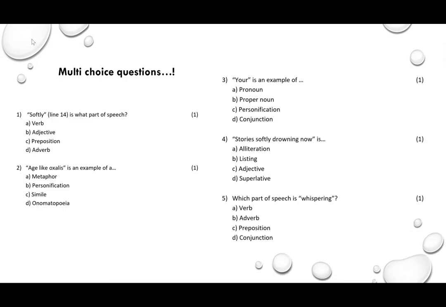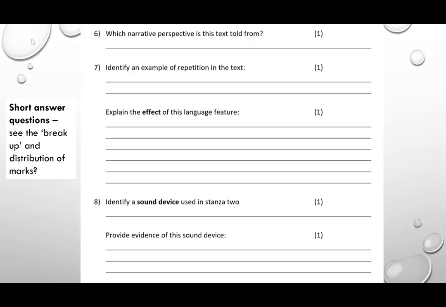Then you'll have something like this, which is your multi-choice questions. You'll see they often reference the line number, and then they've got a range of answers for you to pick from, and you'll see these ones are all worth 1 mark. You have short answer questions, and hopefully what you can note here from the previous video as well is the distribution of marks. So you'll see you can provide an example for 1 mark and then the effect for another mark.